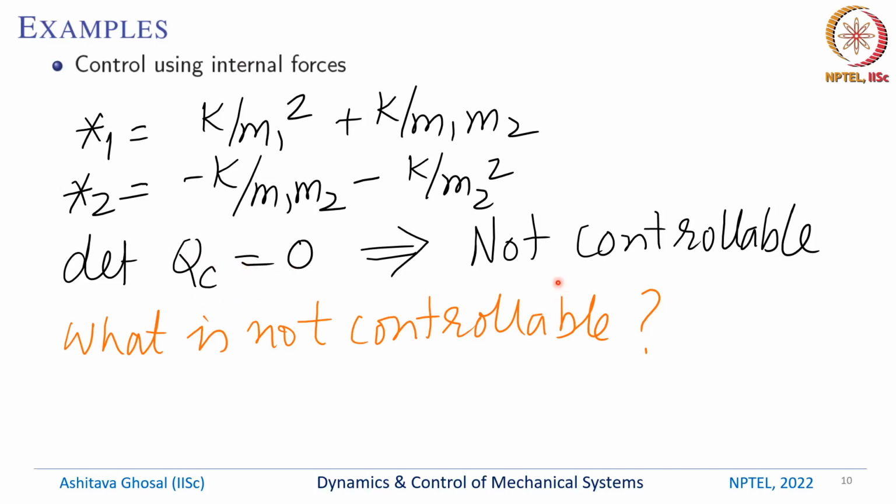So what it means is that this system x dot equals Fx plus Gu is not controllable. So the natural question is, why is it not controllable?